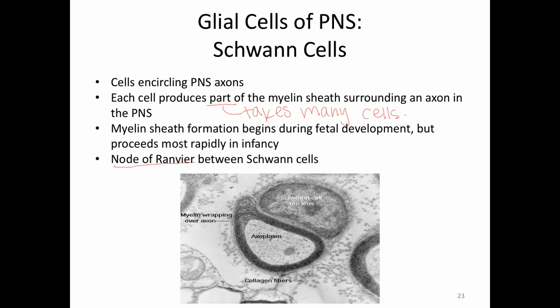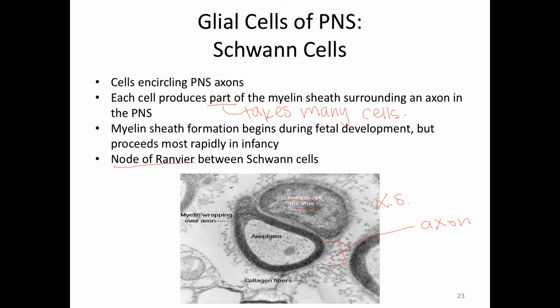So what you're seeing in this picture is a cross-section of a neuron. This part is the axon. This is the nucleus of the Schwann cell, so let's underline that. And then this cell, the Schwann cell, is sitting on the axon, and it's wrapping its membrane around and around and around and around the axon.